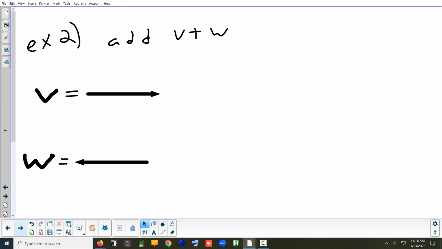Let's look at this one. We've got V and W. And what do you think is going to happen when we add these together? It's going to become nothing. Right, you're going to cancel out because you need to line up that dot with that dot. That's how you add them together. Connect the end of V to the beginning of W.